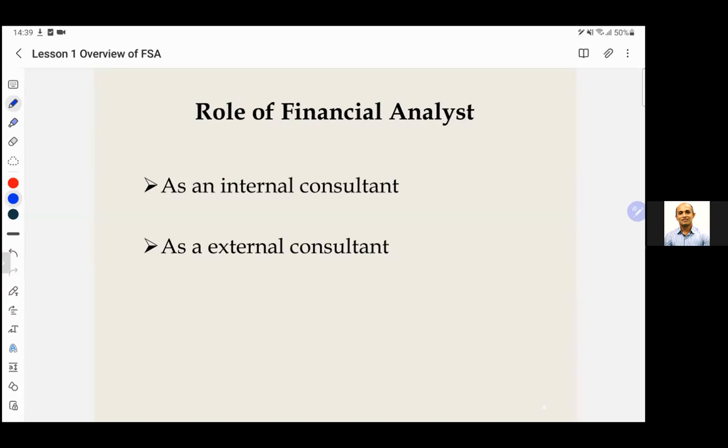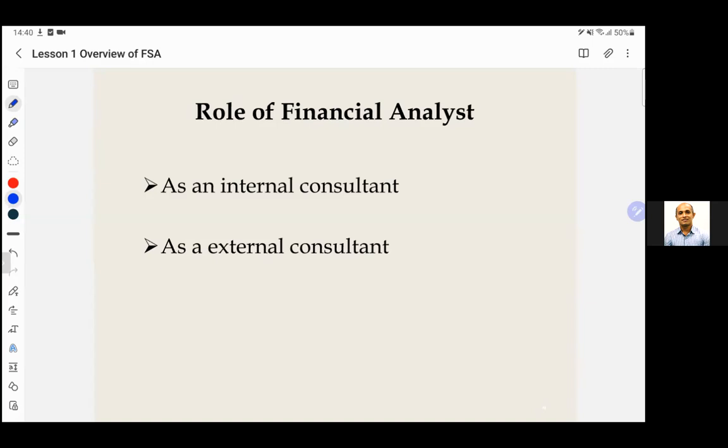So you don't get audited financial statements every time. You may work with financial statements prepared for management purposes. So we call them internal financial statements. You may work with draft financial statements. So as an internal consultant, you don't get audited financial statements every time to do the analysis.